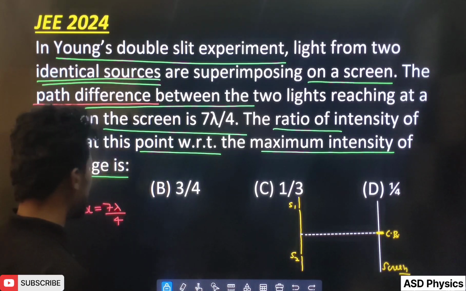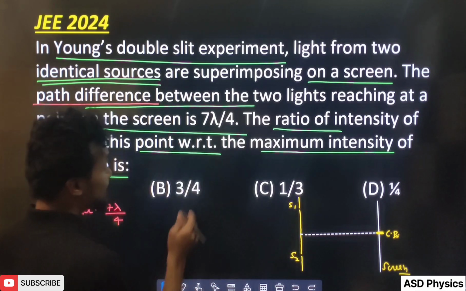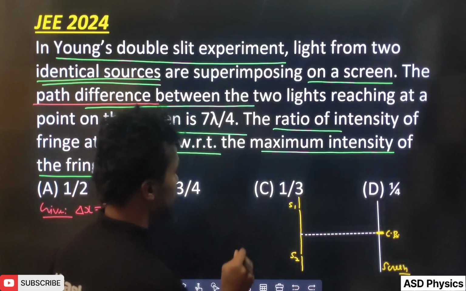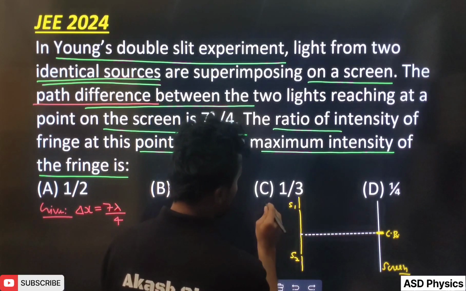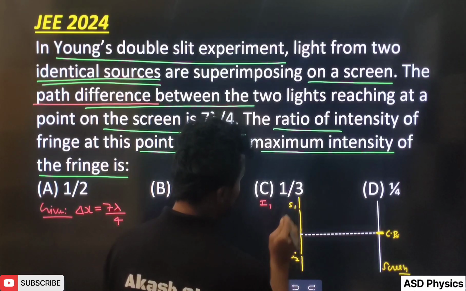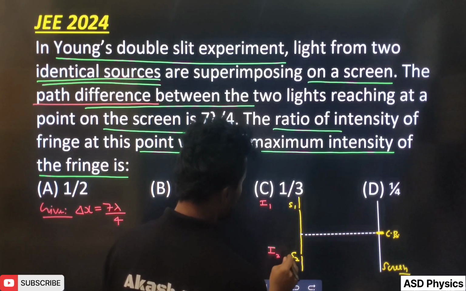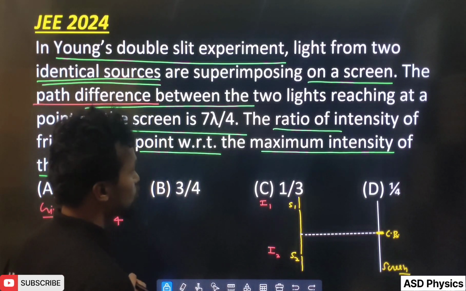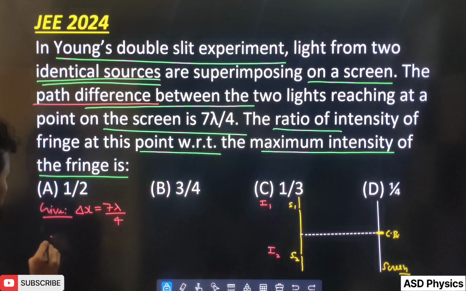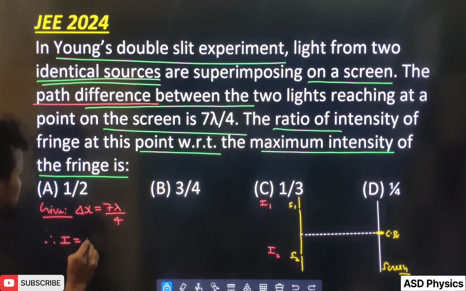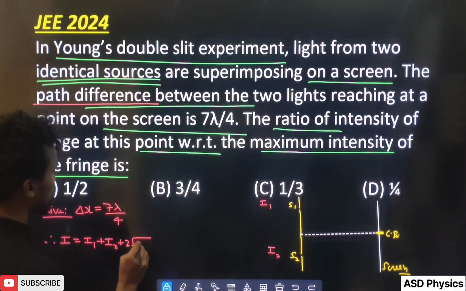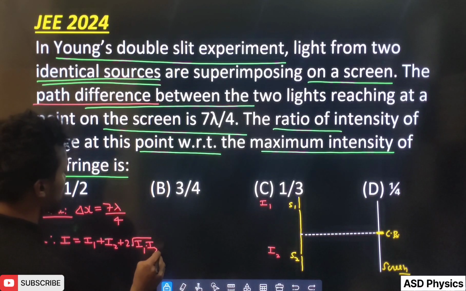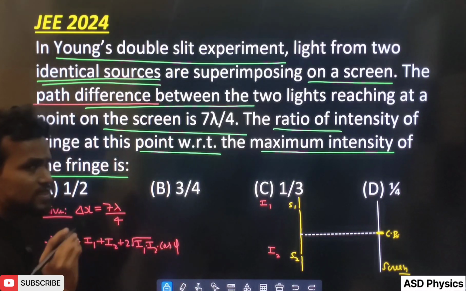Okay. So students, remember that now we should know the intensity formula. For example, let the intensity of one light be I1, and the intensity of the other light be I2. In this situation, the intensity formula is given by I1 plus I2 plus 2 root I1 I2 into cos phi. Okay, this is the general formula.